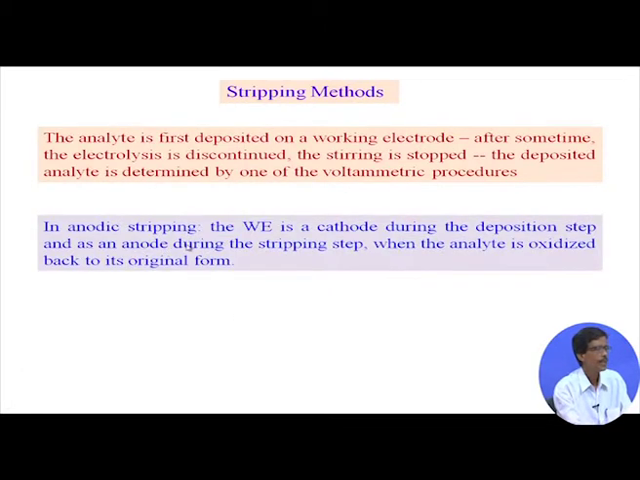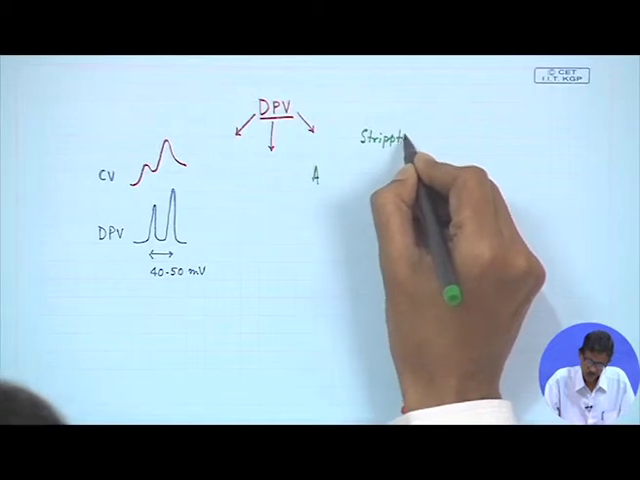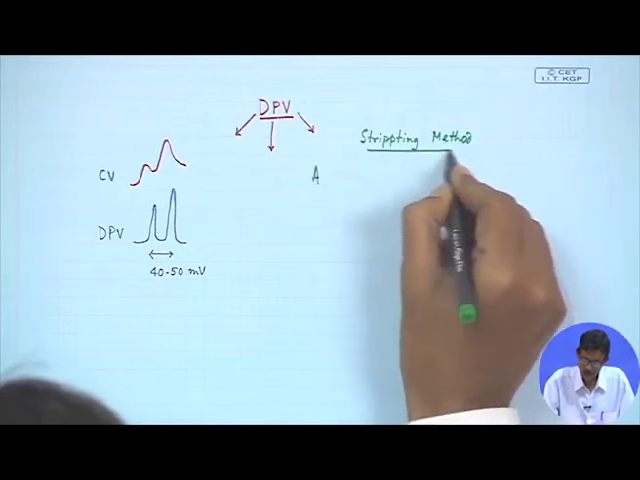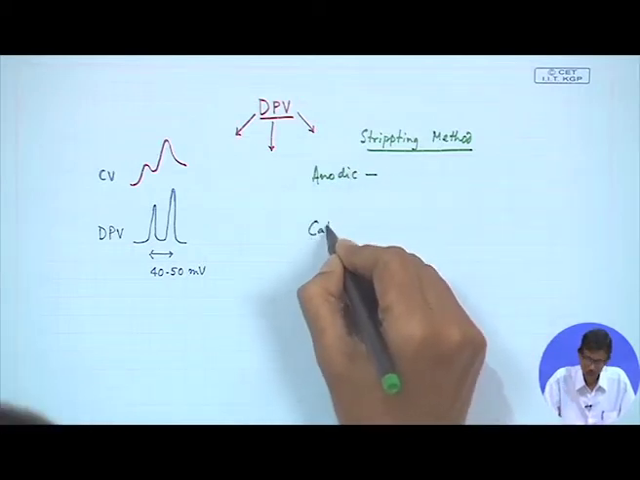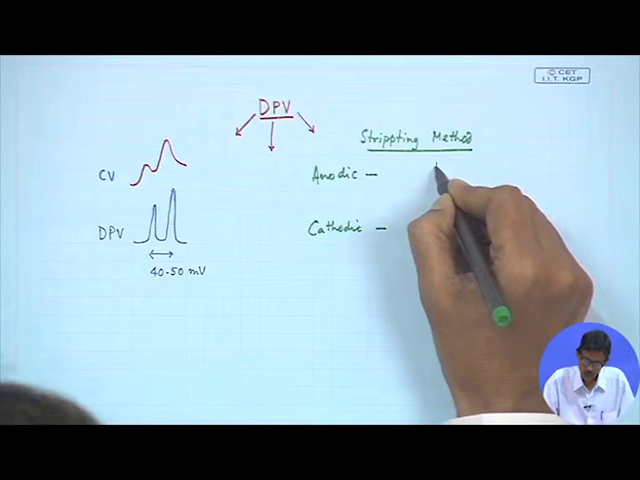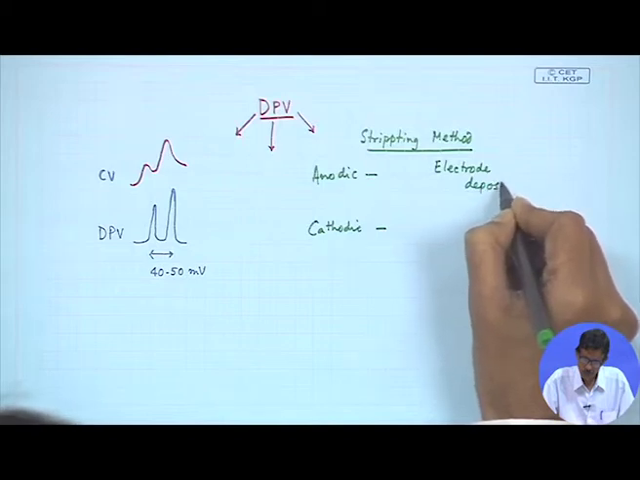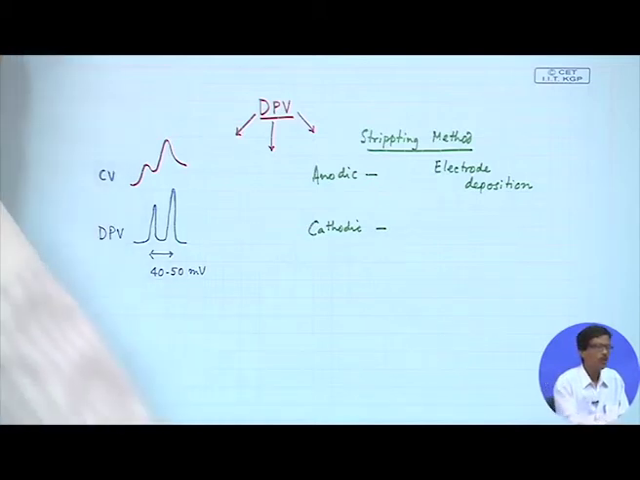So, the first of this kind is your anodic stripping. So, you will definitely have two types of stripping methods: one will be anodic, the other will be cathodic, and both are related to electrode deposition. That electrode deposition will be useful for measuring this.